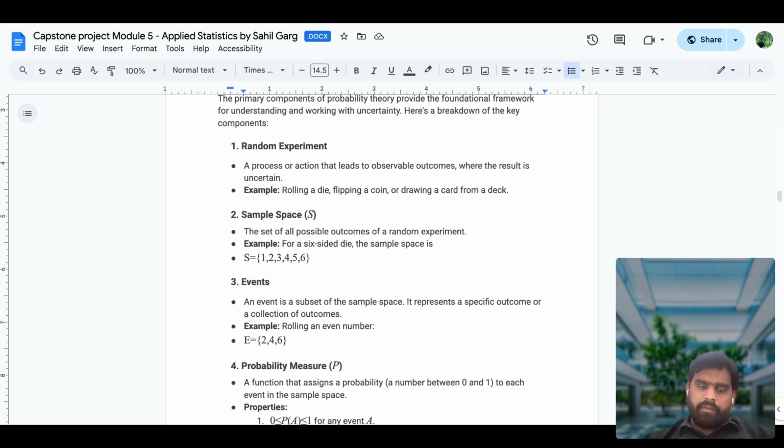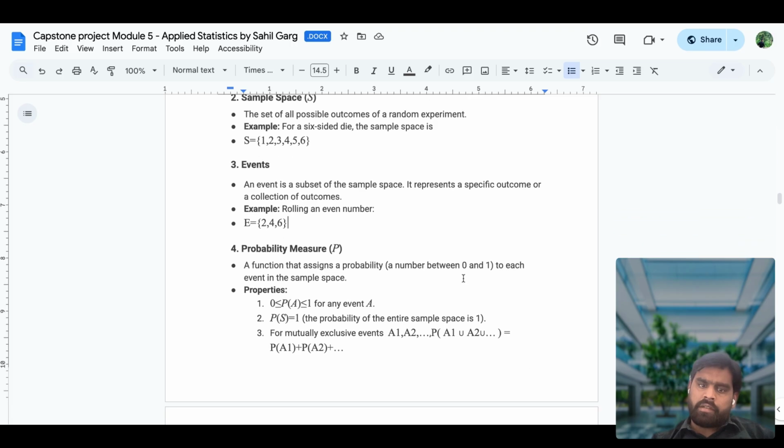After sample space, we have events. Events are a specific outcome or a collection of outcomes. For example, rolling a dice and we want to have an even number. So the event would be 2, 4, and 6. And similarly, if we want the odd numbers, then we will have 1, 3, and 5. So events are the things that could happen.